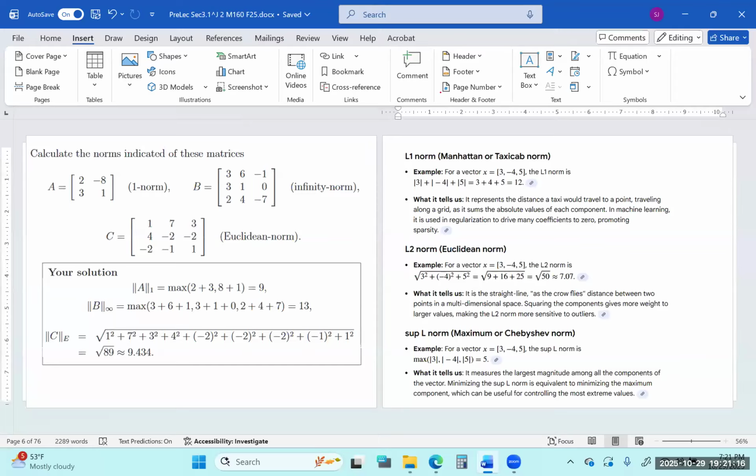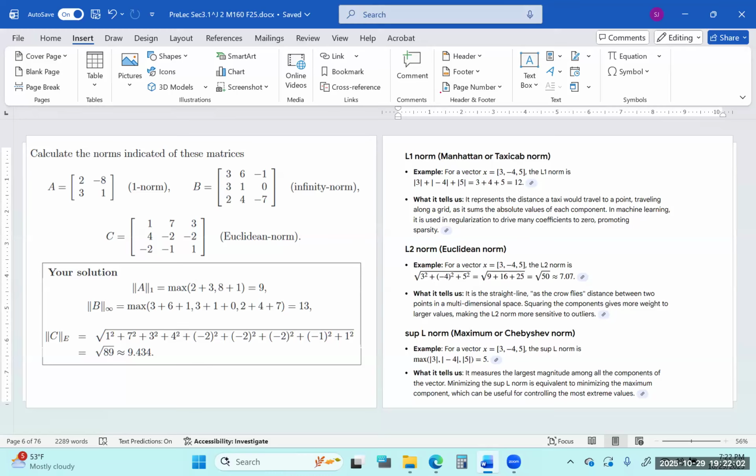Okay, Maisha. What's the difference between the L1 and the L2? Depends on what you're looking for. So here I have some example given by AI, so I'm not sure how reliable they are. It says, what does L1 tell us? L1 is telling us the distance a taxi would travel to a point, traveling along a grid, as it sums the absolute value of each component. What does that mean? It represents the distance a taxi would travel to a point, traveling along a grid. You have to add up all the absolute values.